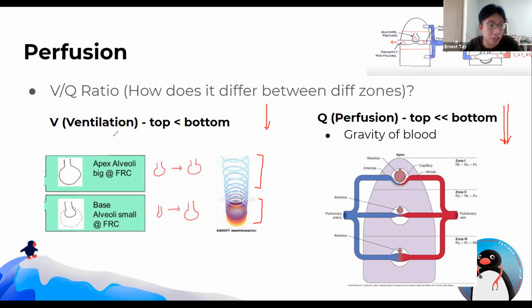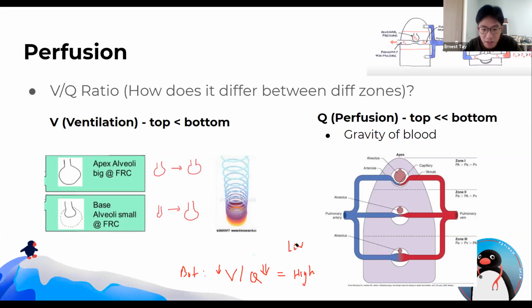So what does this mean for VQ ratio? So at the top, if you take V over Q, sorry, let me just write it out first. In the bottom, you have V over Q as well. So the ventilation increases a bit in the bottom, but it increases a lot for perfusion. So because of that, your VQ ratio overall will be higher at the top and lower at the bottom. Yep. So hope that makes a bit more sense to you.